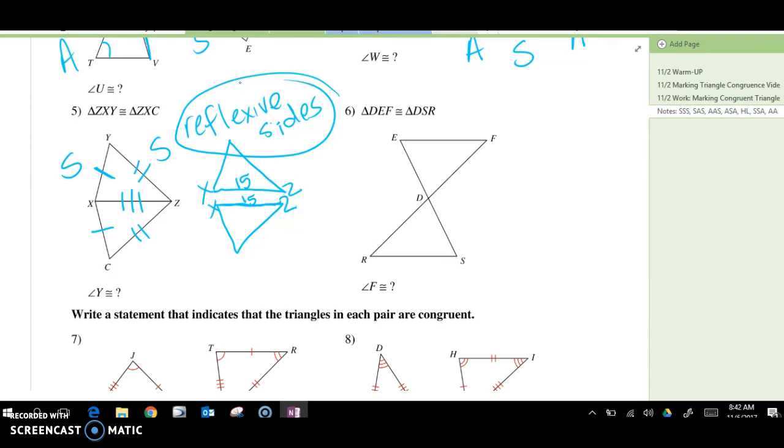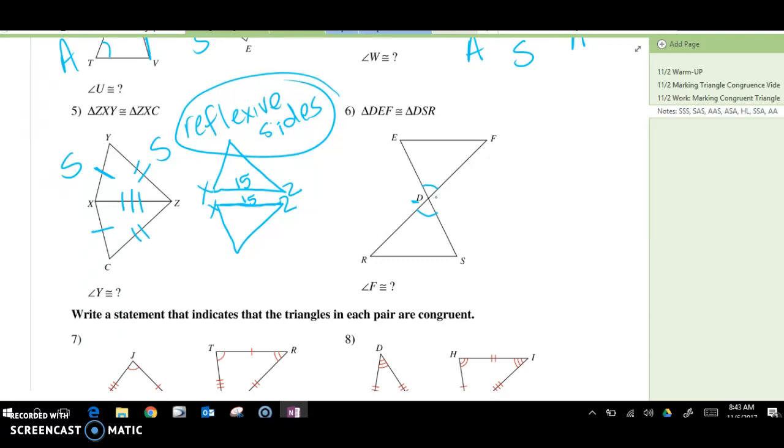Look at number 6. Let's look at this angle right here. Do these 2 triangles have a shared angle? Do they have a shared angle, guys? Yes, they do. Which angle is that? Angle D. Okay? Angle D. Now, angle D, what kind of angles are those? How do I know those are congruent?